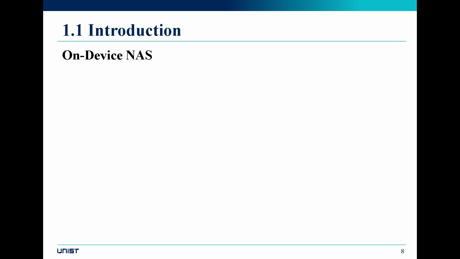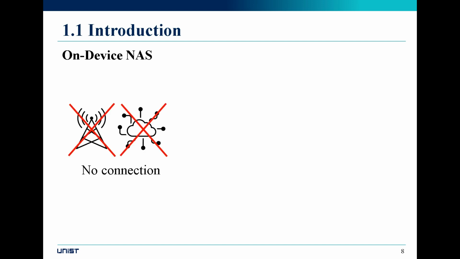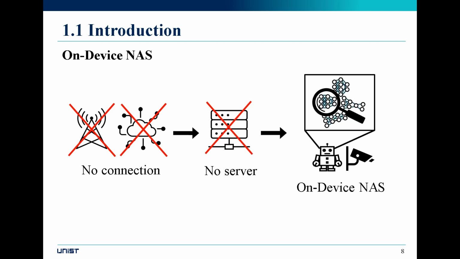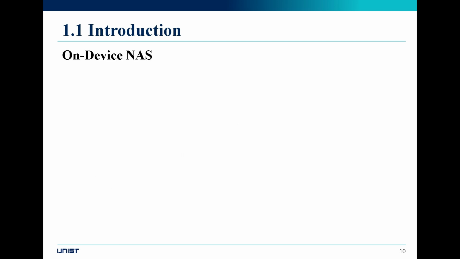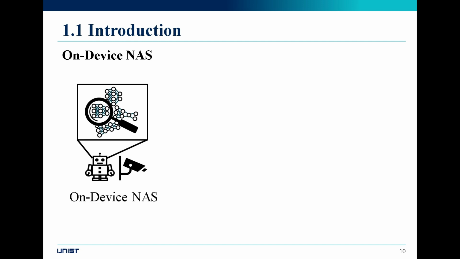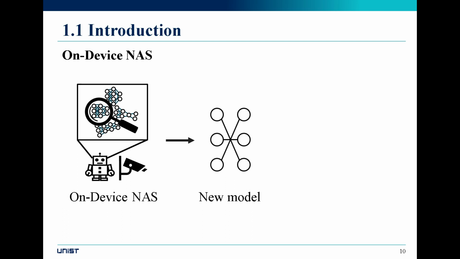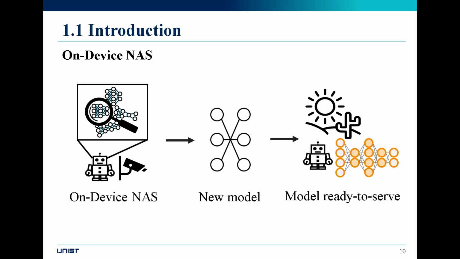That's why we suggest the concept of on-device NAS. If there's no connection and you got no server, you can still run on-device NAS. To clarify, on-device NAS we are talking about is the neural architecture search that is directly operated on the target device. If you have on-device NAS, you can just run NAS directly at the target device, get a new model from it, and be ready to serve any problem right at the place where we found our model.